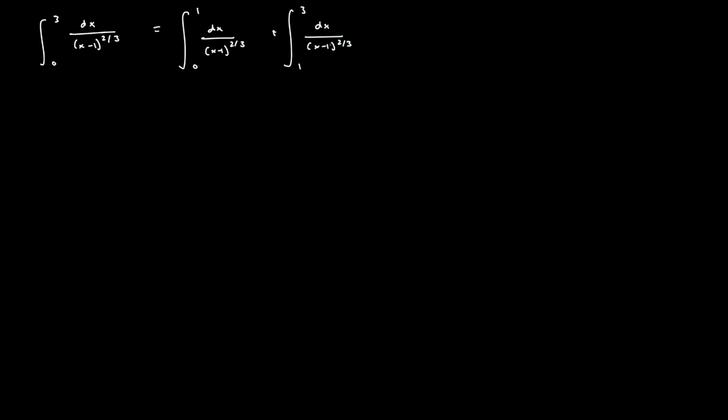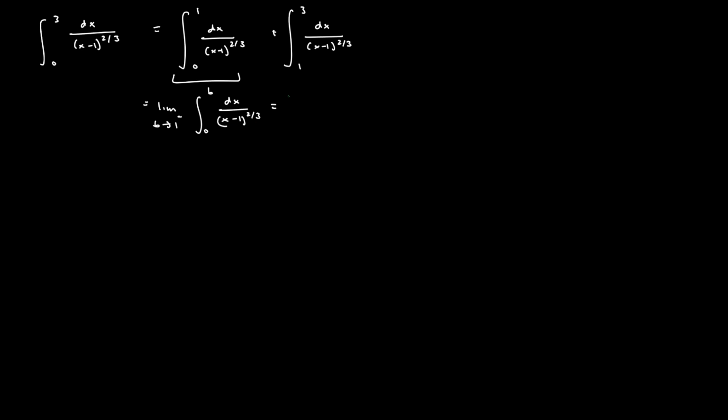Now, this integral is the same thing as, well, if we take this left integral to integrate first, then that's the same thing as the limit as b tends towards 1 from the left side of the integral from 0 to b of dx divided by (x minus 1) to the 2/3, which is equal to, well, this is going to be (x minus 1) to the negative 2/3.